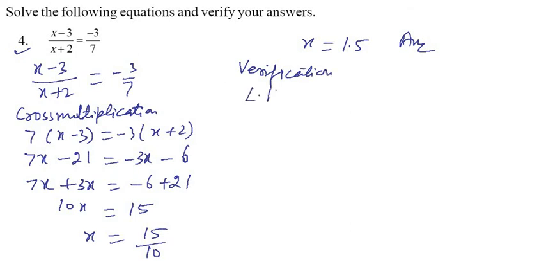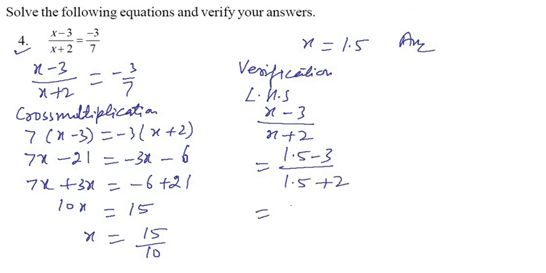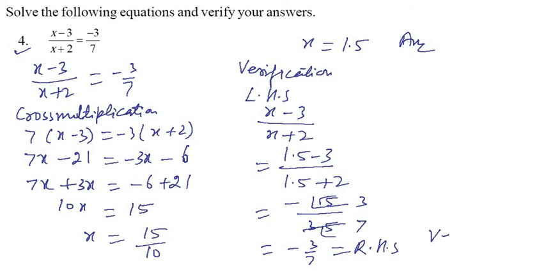So taking left hand side of this equation, that is (x - 3) upon (x + 2). Put the value of x equal to 1.5, so 1.5 minus 3, and here is 1.5 plus 2. So it becomes minus 1.5, and here is 3.5. So remove the decimal. 5 threes are 15, and 5 sevens are 35. So it becomes minus 3 by 7, which is the right hand side of the equation, hence verified.